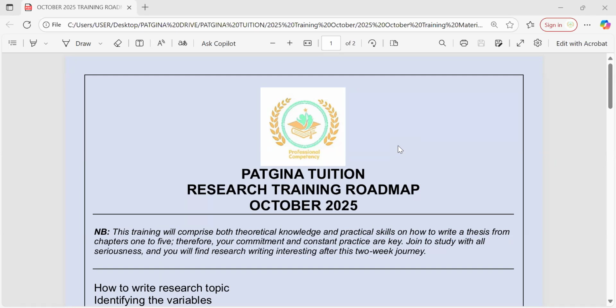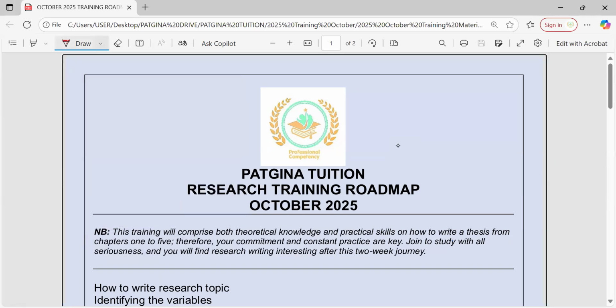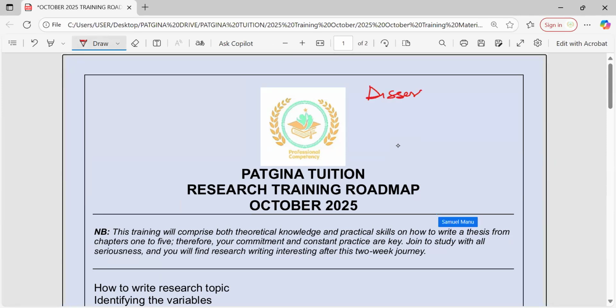But before we commence, you must understand that we have some basic terminologies in research. Basic terminologies. You have been hearing about dissertation. You have also been hearing about thesis. You have also been hearing about manuscripts. These three are not the same.